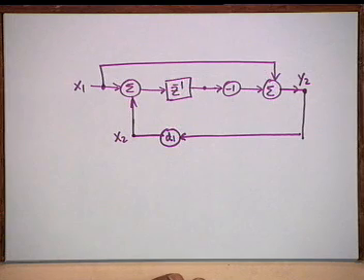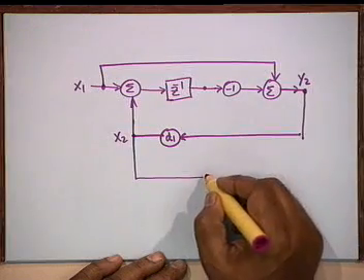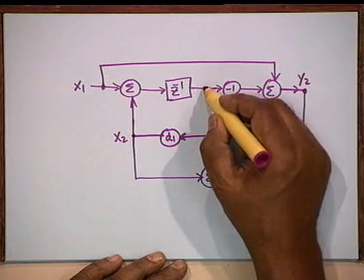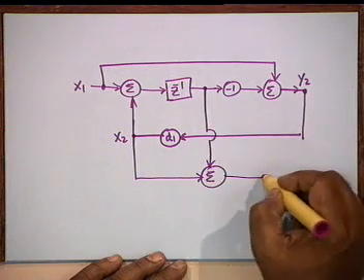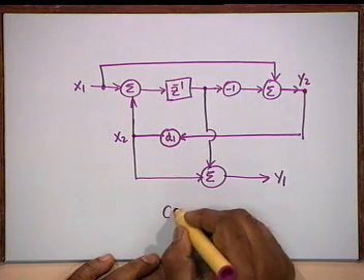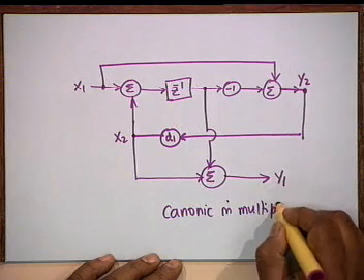I have not yet constructed y1. y2 was not my objective. My output is y1, but y2 I have to bring because I have to show the multiplier somewhere. y2 and x2 are related by the multiplier d1. Now I construct y1. y1 is x2 plus z inverse (x1 plus x2), and that is available here. So, I bring it out here and this gives me y1. This is a single delay, single multiplier structure. So, it is canonic in multiplier as well as delay.